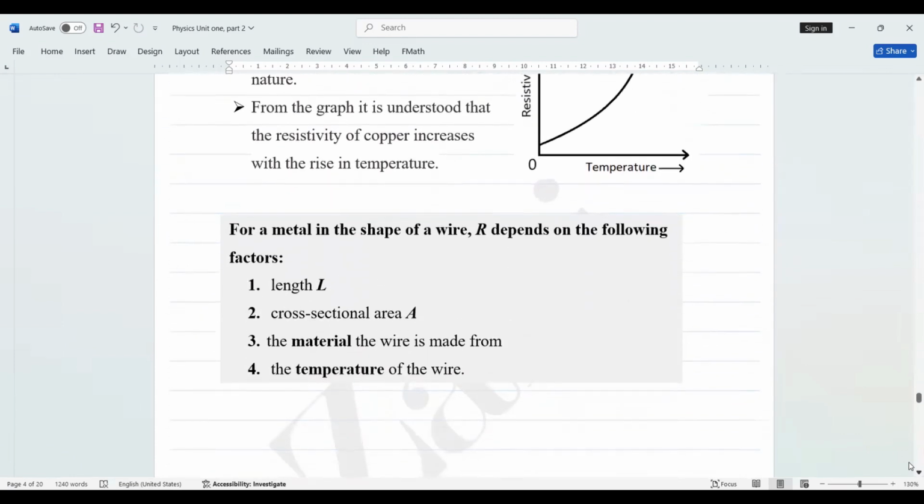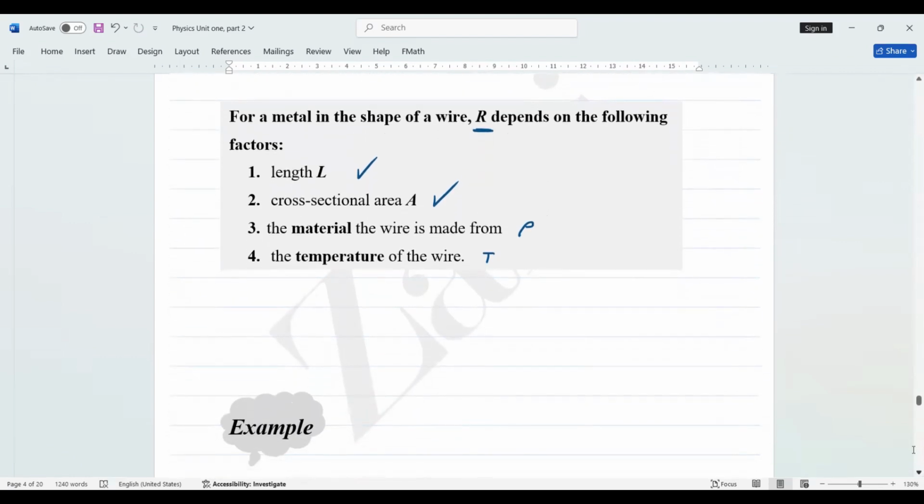Now, for a metal in the shape of a wire, R depends on four factors: the length of the wire, the cross-section area, the material, denoted by rho, and the temperature, denoted by T. Then the resistance of the wire depends directly on the length, inversely on the cross-section area, on the type of material, and also on the temperature. When the temperature increases, the resistance of the wire also increases.